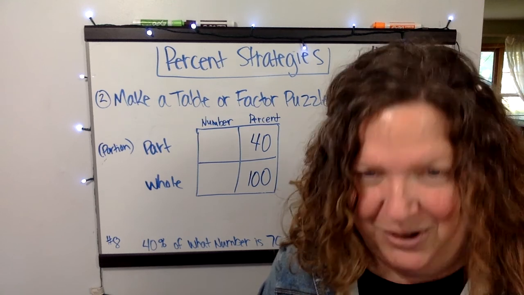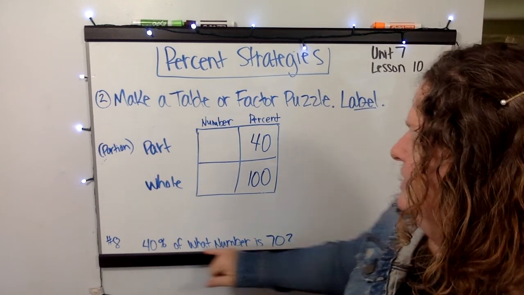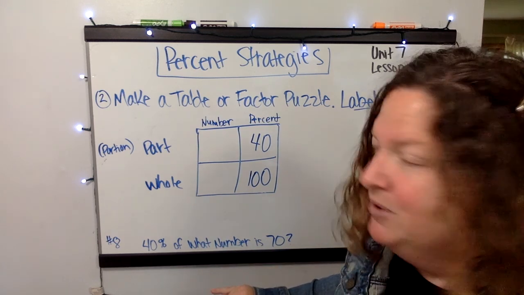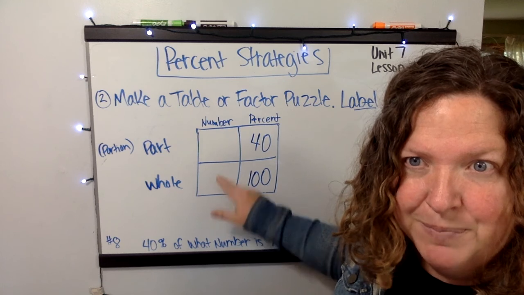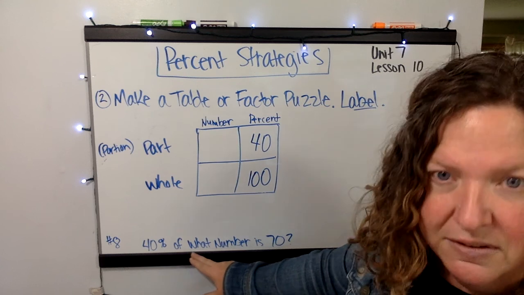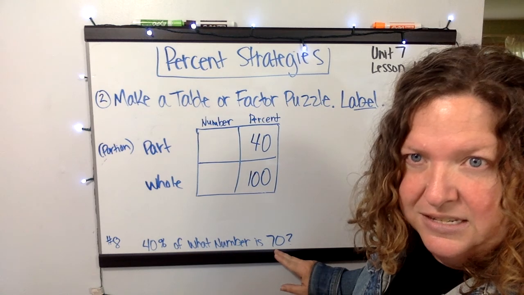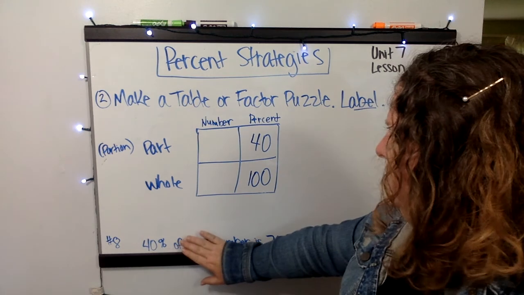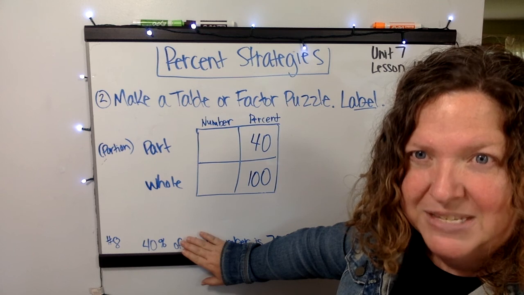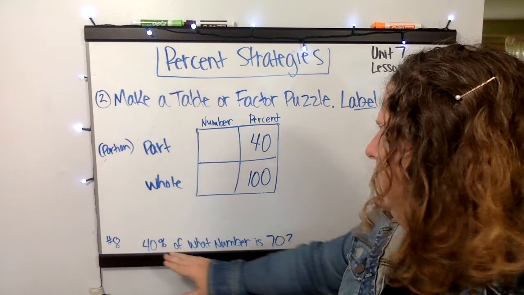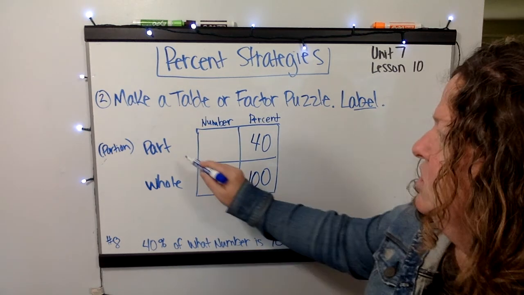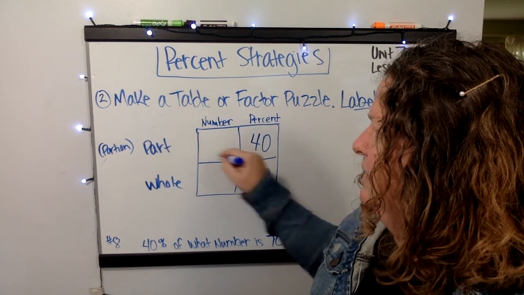We're doing great. Now, we need to figure out something else. Part of the problem: 40% of what number is 70? We know 70 has to go somewhere, but is it a part or is it the whole? We got to read carefully to figure that out. 40% of something is 70. That tells you that the 70 is the part. So it's the number. It's got to go in the number section, and it's the part.